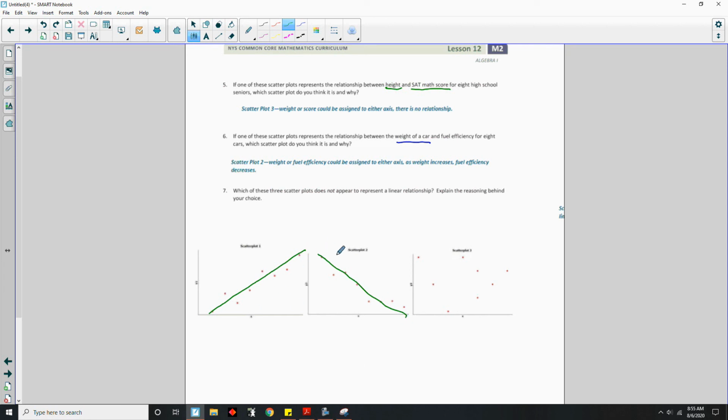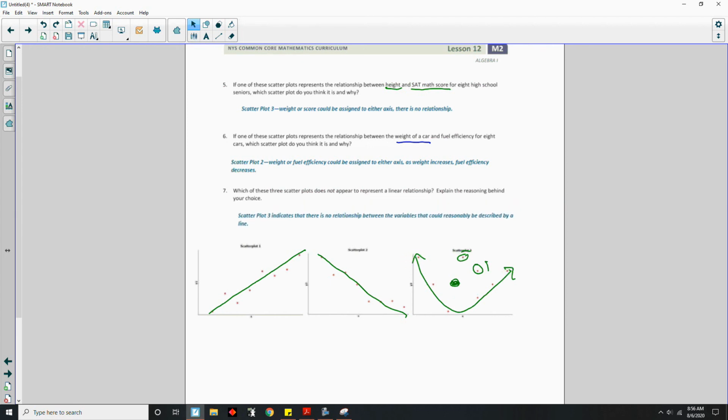Positive linear correlation, negative linear correlation. But this one here looks more like, with these two outliers, an exponential, not linear, and it also looks like a smiling face. Okay, so anyhow, this is linear, this one's linear, but this one is not. So bring in the answer. Scatterplot 3 indicates there is no relationship between the variables that could reasonably be described by a line.